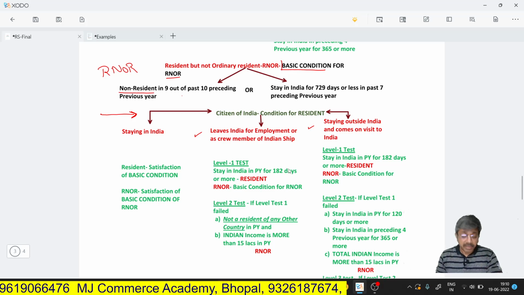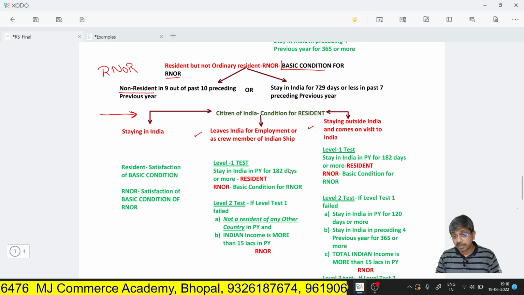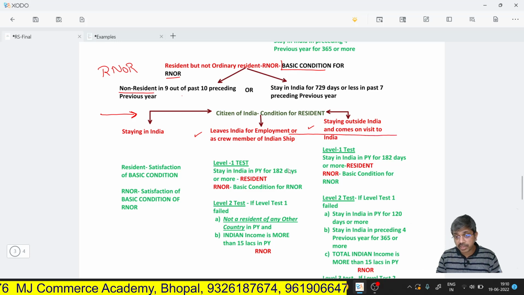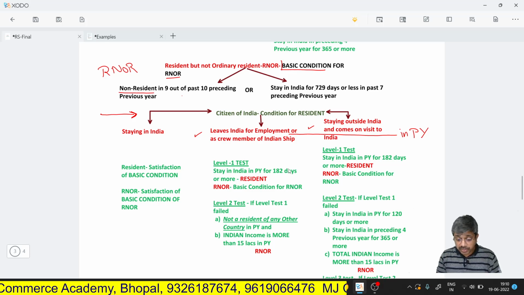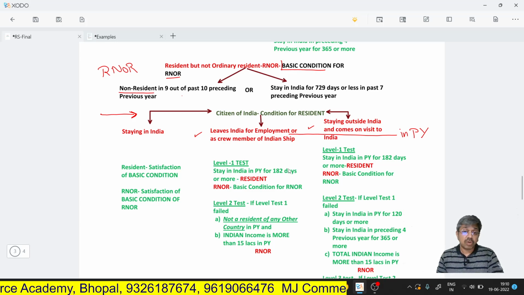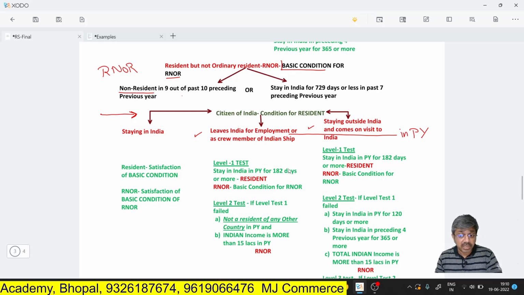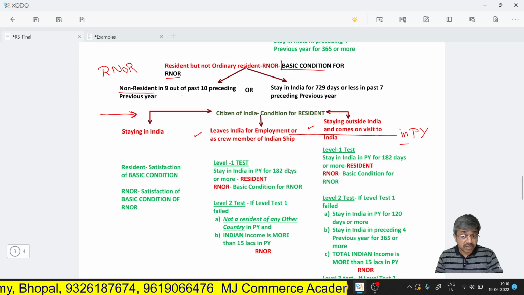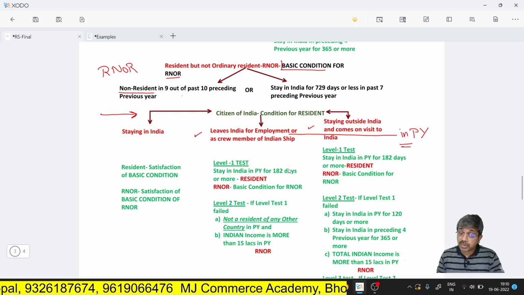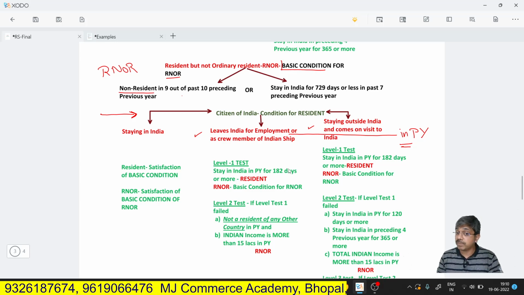The two main categories are: if an individual leaves India for employment in previous year (I missed that word here), or leaves India in previous year as a crew member of an Indian ship. This is our citizen, so we first have to check whether he leaves India in previous year for employment or as a crew member of an Indian ship. This is very significant. And when will this benefit be available? Only when he leaves India for employment in previous year or as a crew member of an Indian ship.